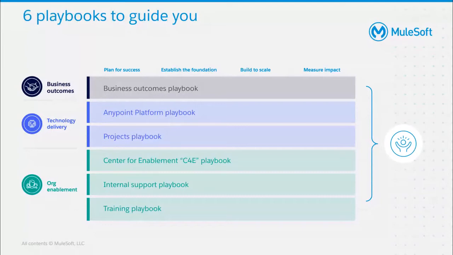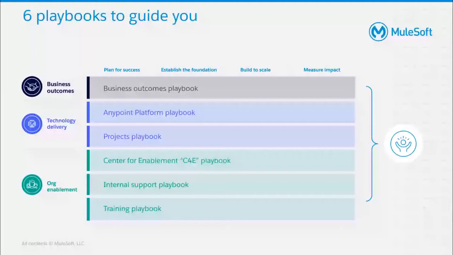The last 2 points are for a customer that has already evolved, that already uses MuleSoft and is frequently implementing new use cases. But the first one would be the launch, to set you up for success. So you start planning it, and then you establish the foundation. And then we have different playbooks. There's 1 for business outcomes. There's 2 for technology delivery: we have the Anypoint platform playbook, and we have the project playbook. And I'm going to dive into this in a minute, what that actually means.